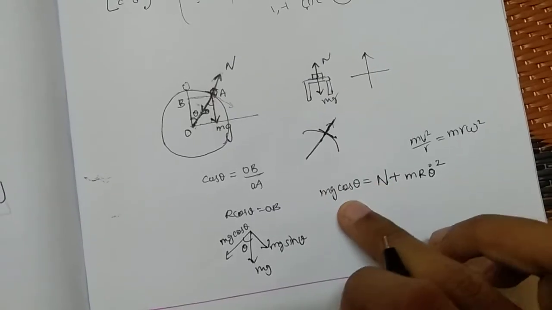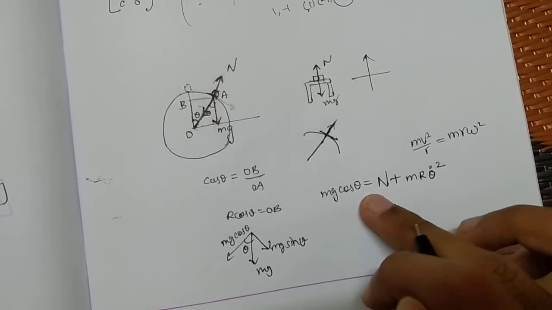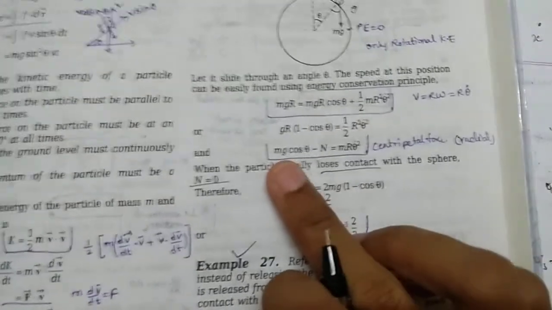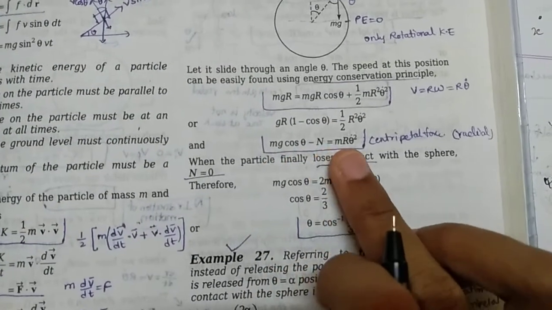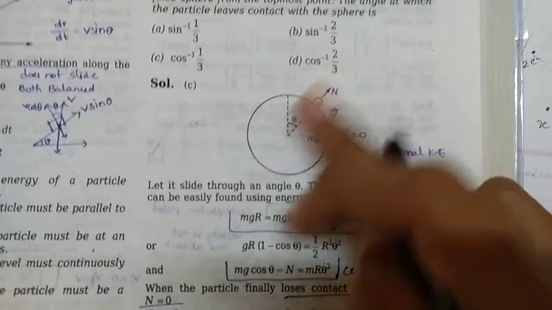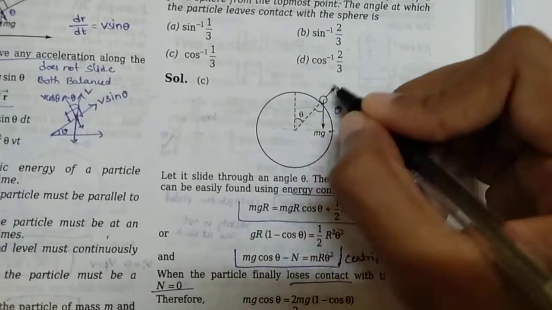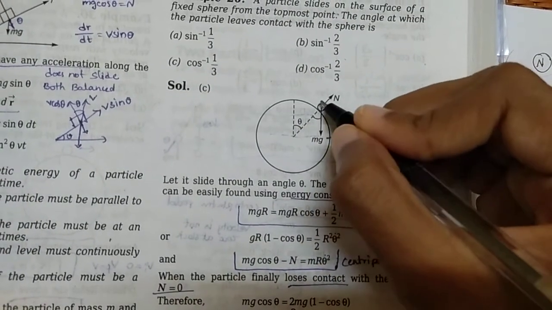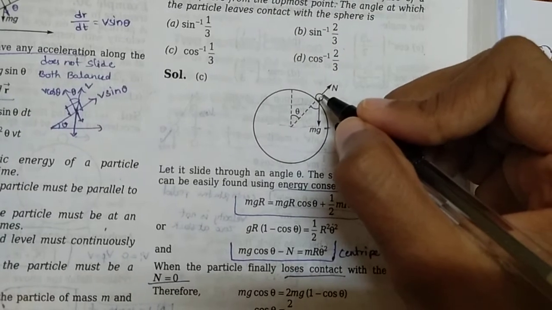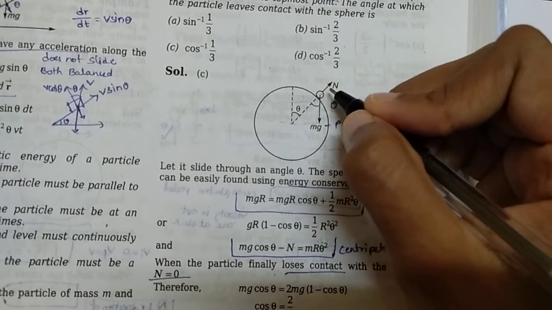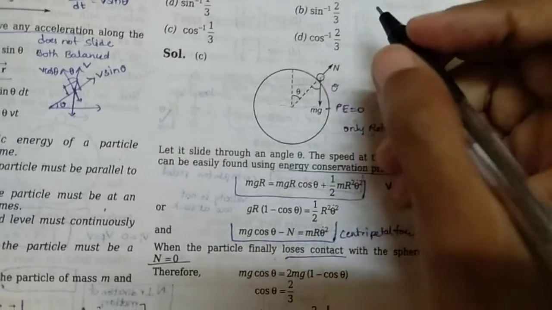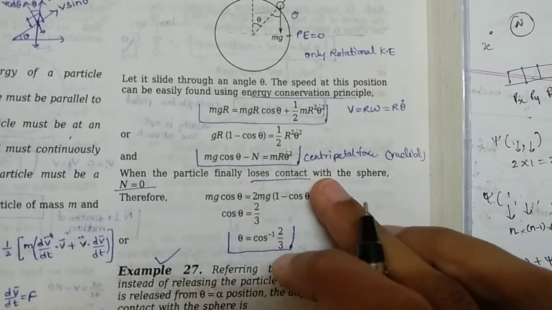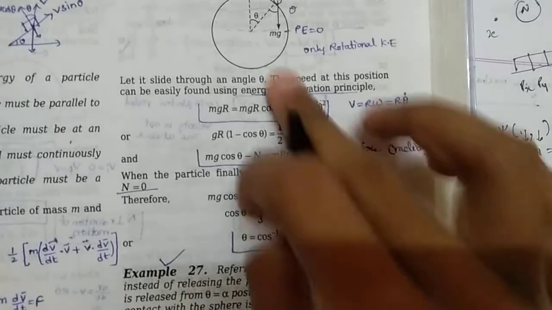So if we send N to that side, we would have mg cos theta minus N is equals to m r theta dot square, from the balancing of those forces in this direction. So here mg cos theta radially inwards, and N normal force radially outwards, and centripetal force m r theta dot square. So this is the other equation. When the particle finally loses contact with the sphere, these are the two equations we are having.